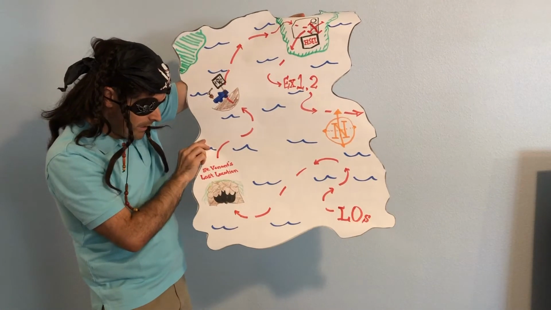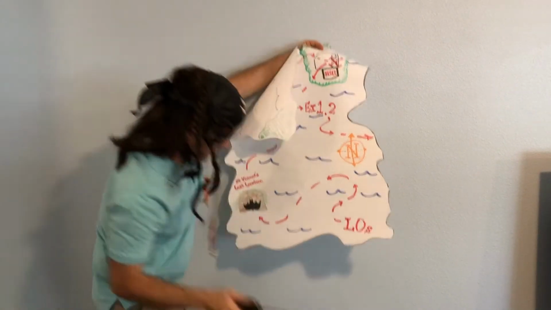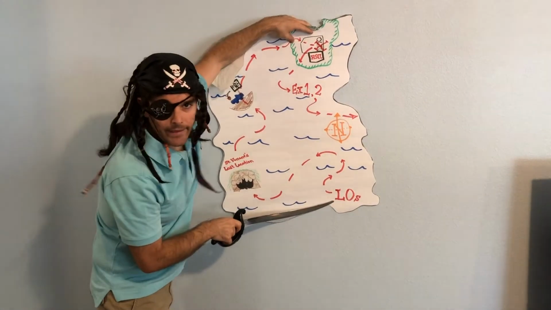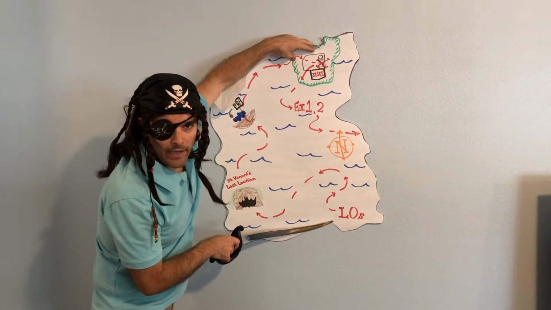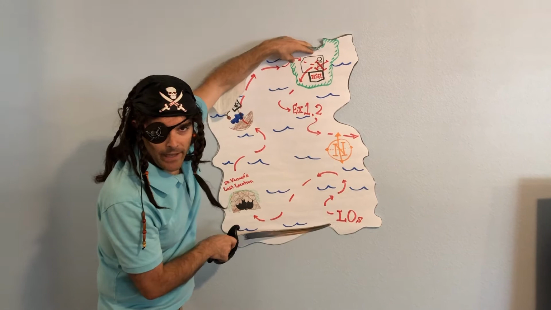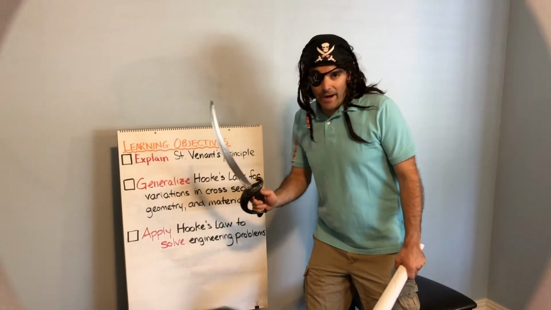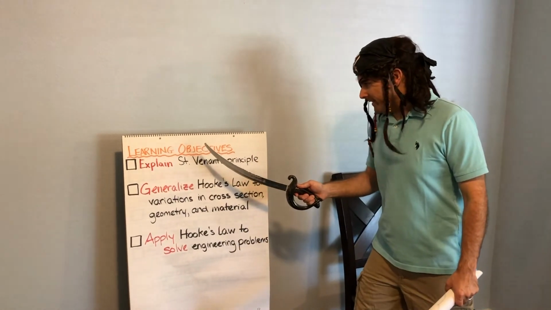It's so hard to read maps. There. Right there. I think we should start by looking at our learning objectives. Let's look around and see if we can find them. There we have it. We found our learning objectives.